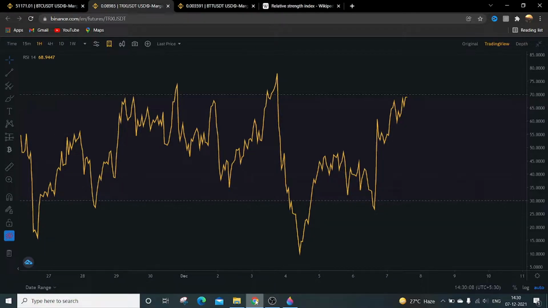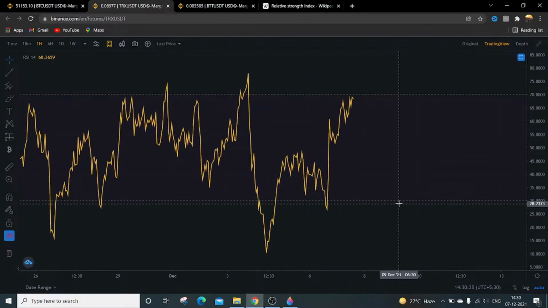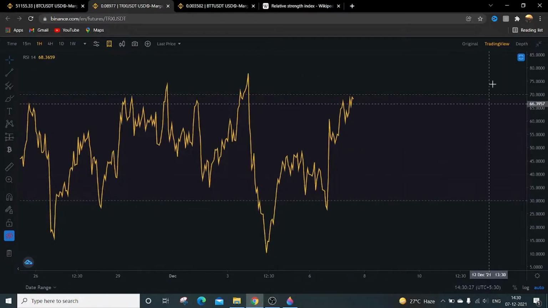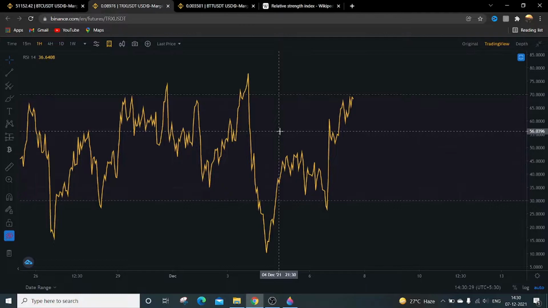RSI is the Relative Strength Index, generally also called a momentum indicator or momentum oscillator, because it is mainly calculated to identify overbought and oversold conditions. It is calculated from 0 to 100. It is only an indicator. We can use this to get actual trades.